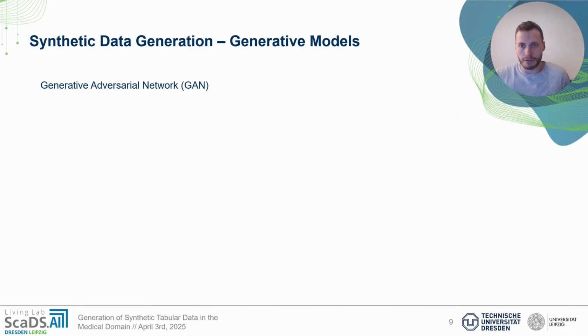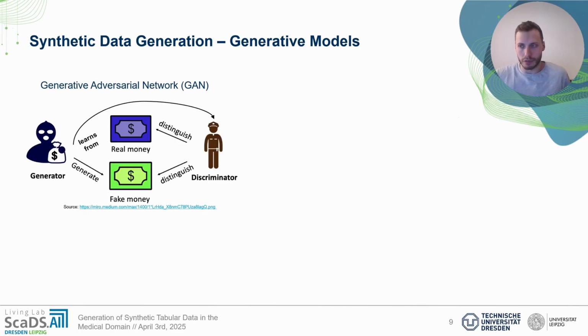So let's have an example from the image domain, which is kind of commonly used. So we have our generator network represented through a criminal who tries to generate fake money. And then we have the discriminator network here shown as a policeman, which gets basically the fake money, but also has real money. And now he kind of looks at both and decides which of them is real. And by that, he actually learns to better distinguish real from fake data.